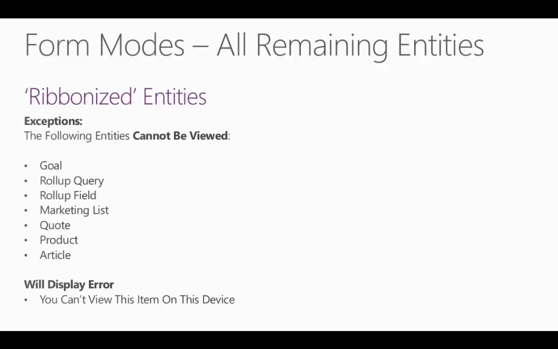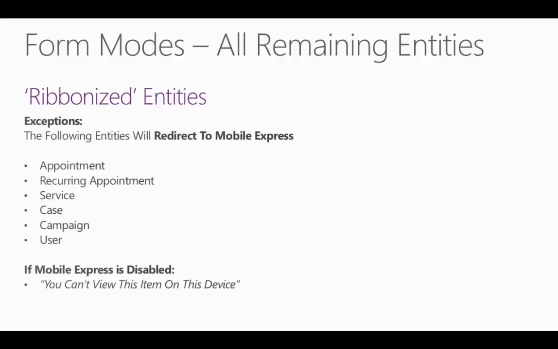These entities are listed on your screen and include goal, roll-up query, roll-up field, marketing list, quote, product, and article. If you attempt to open these entities, you will receive a message that states you can't view this item on this device. In addition, some ribbonized entities will automatically redirect to the Mobile Express form, bypassing the Read Optimized form. These entities are listed on your screen and include appointment, recurring appointment, service, case, campaign, and user.